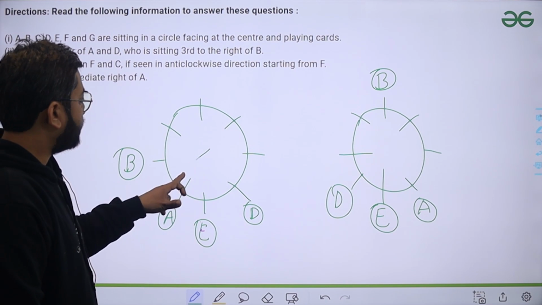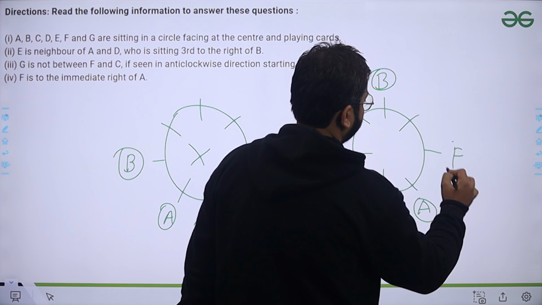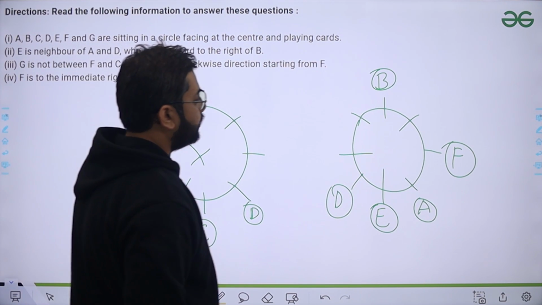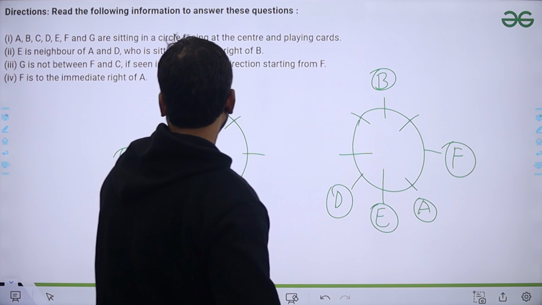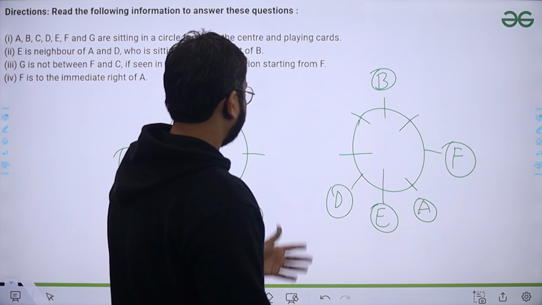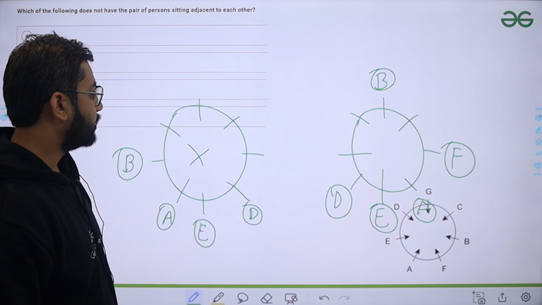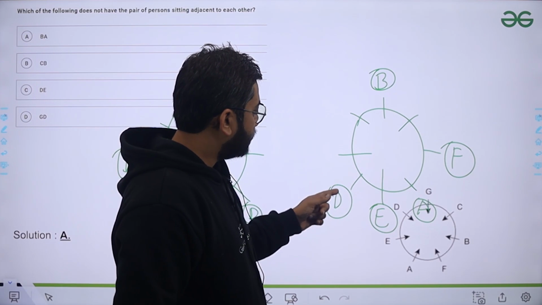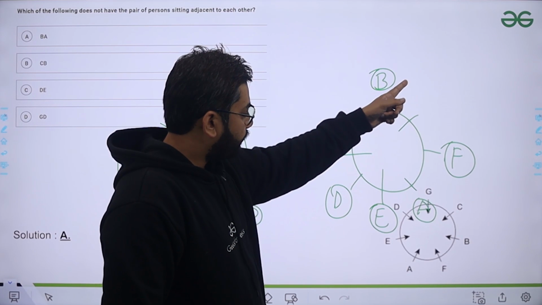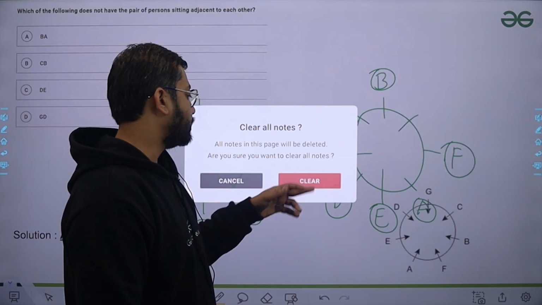It means this diagram is cancelled. F is to the immediate right of A, so here is the F. G is not between F and C; between F and C there is no G, if seen in the anti-clockwise direction from F. Now the diagram is made, the question is solved. The question was just that we had to make the diagram. So there is D, then E, then A, then F. After F comes C, then B. Our diagram is right.